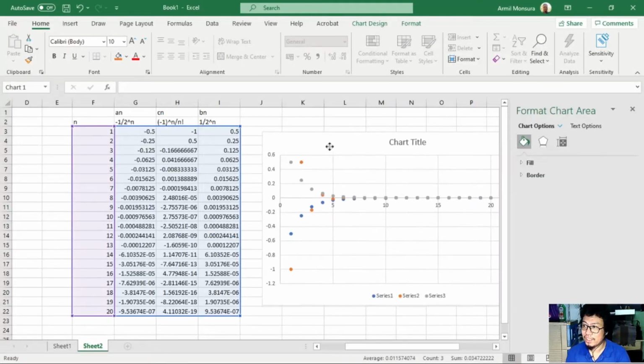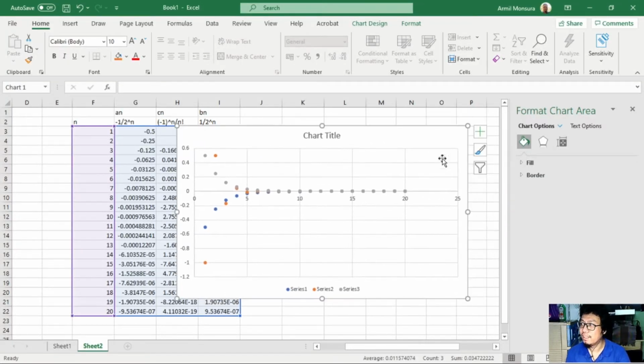So let's use an interactive graph here. Observe the orange dots. The orange dots actually represent Cn. An is represented by the blue dots, while Bn is represented by the gray dots. Here's our objective: to see that the orange dot is in between the blue dot and the gray dot.